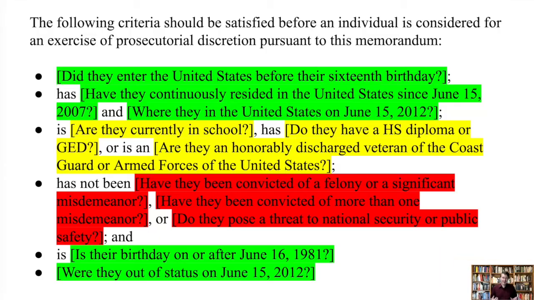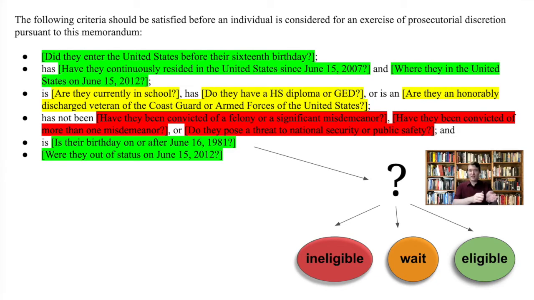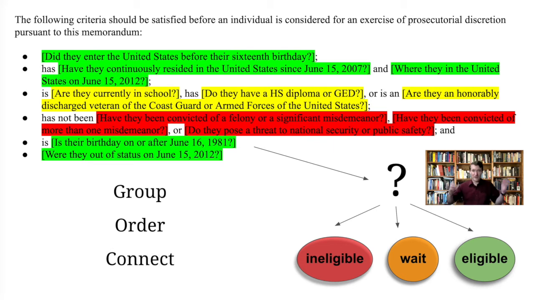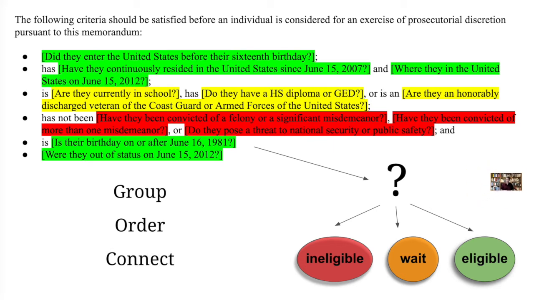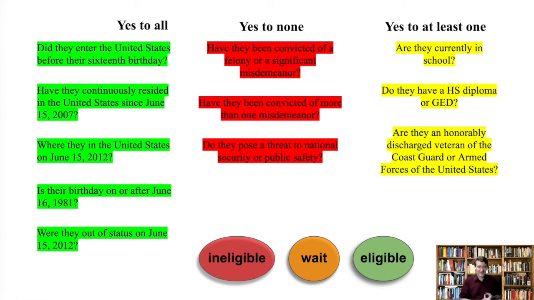How do we take that and map that into a set of questions that's going to get us to either eligible, ineligible, or waiting? So the first thing we're going to do is group the questions, order the questions, and then connect the questions. All right, so I'm going to take a first pass here and just group them into all of our yeses to all. So we have to answer yes to all of these things. We're going to have to say yes to none and yes to at least one. Okay, so that's sort of three groupings of questions.